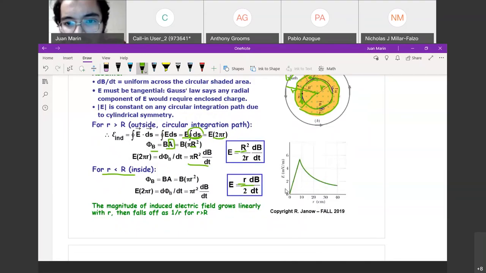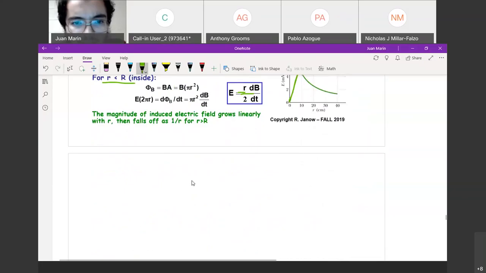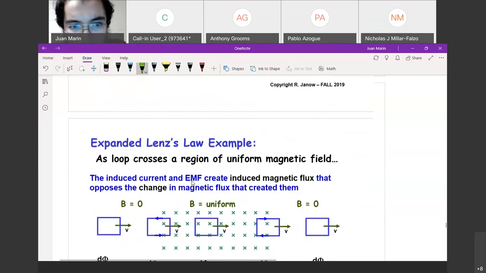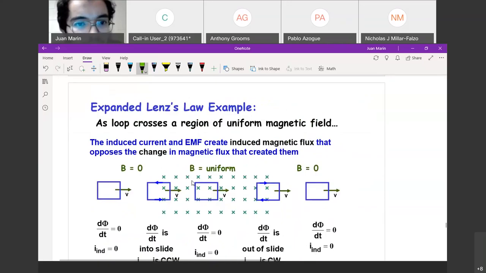Now, when r is less than capital R, it's going to be a linear function. Inside the induction path it is a linear function, and so the electric field is r/2 times dB/dt. If we plot the electric field over the distance, first it is a linear function, and then it falls off as the inverse of the distance.